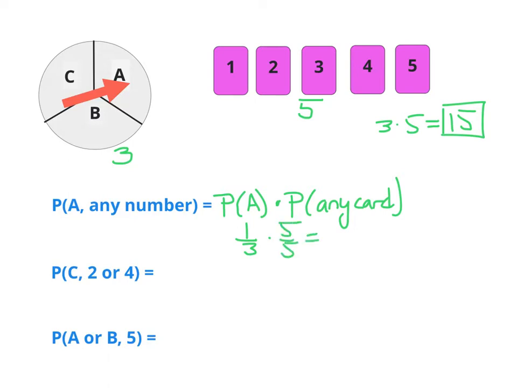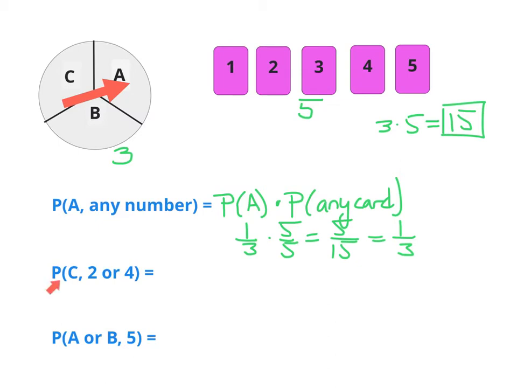Now this is just a simple multiplication problem. We multiply our numerators and get an answer, and we multiply our denominators and get an answer. So 1 times 5 is 5, and 3 times 5 is 15. So the probability of spinning an A and any number is 5 over 15, or simplified, 1 out of 3. Let's look at the next one.